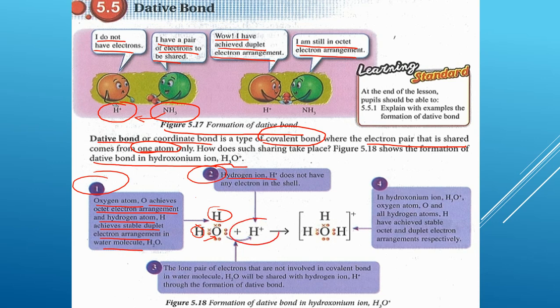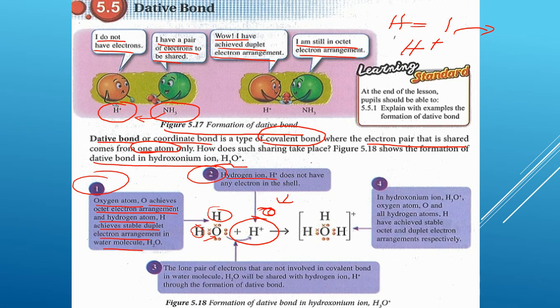So number 2, the hydrogen ion H+. H+ means it has no electron in the shell, zero electron. H+ means it has donated its electron. We know that hydrogen H contains one electron only, right? So when it has donated its electron, it becomes an H+ ion. So this one contains zero electron in the shell.